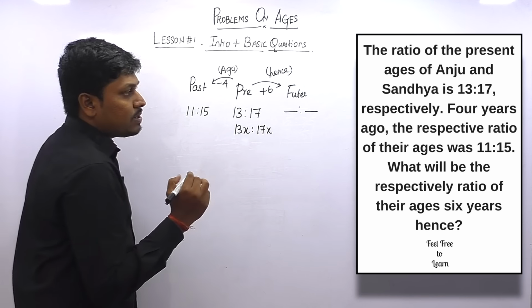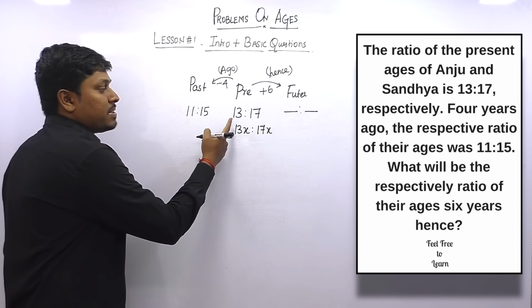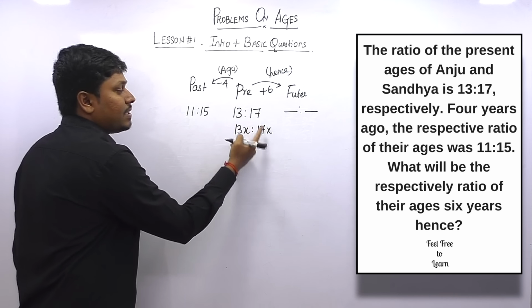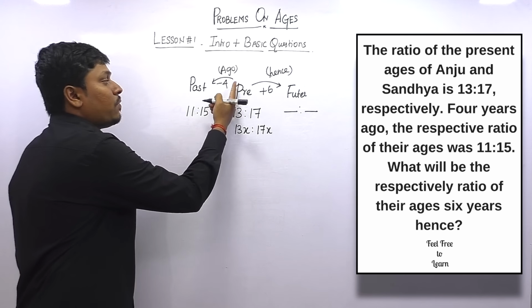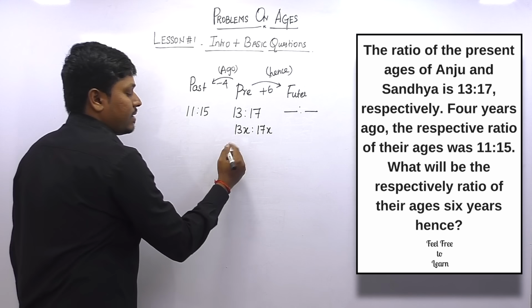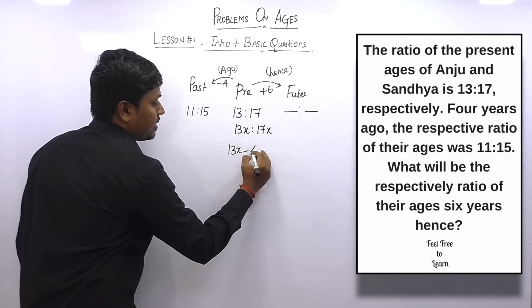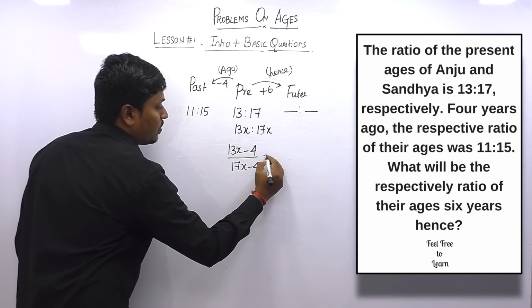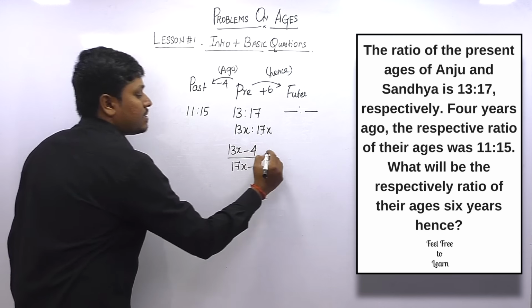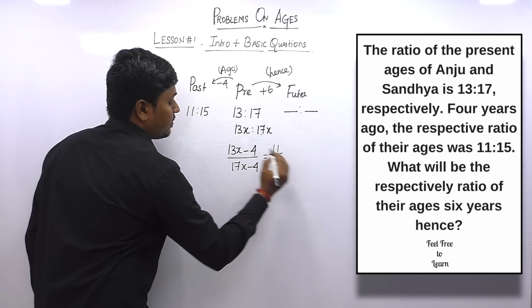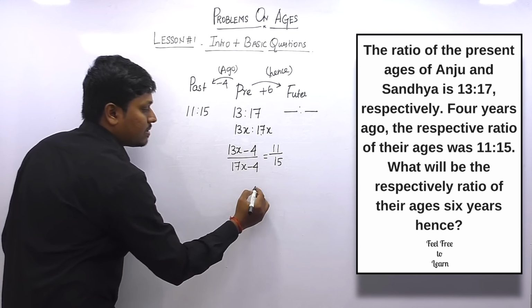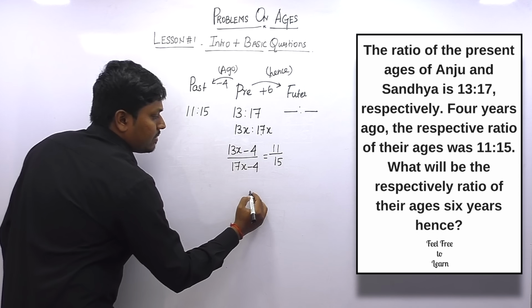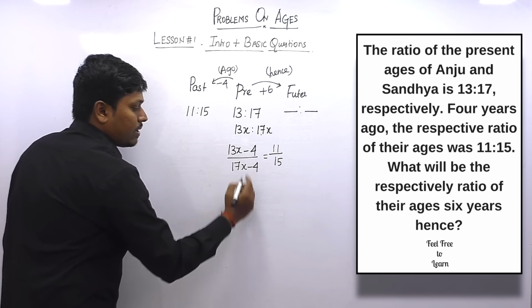What are the two persons' names? Anju and Sandhya, right? So the first person, Anju's age is 13x and Sandhya's age will be 17x. So 4 years ago you need to subtract from their ages. So 13x minus 4 divided by the second person's, that is 17x minus 4. So 4 years ago their ages were in the ratio 11 divided by 15. So now we can cross multiply. So 5 into 3 will be 15.